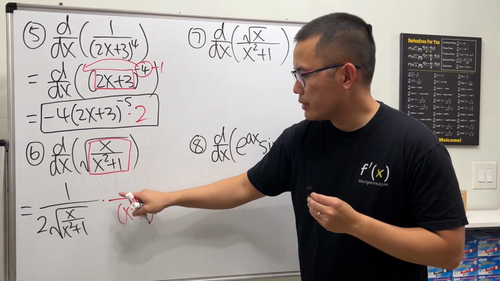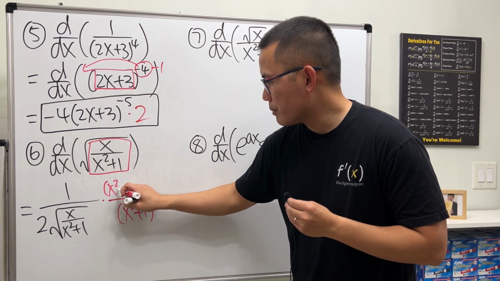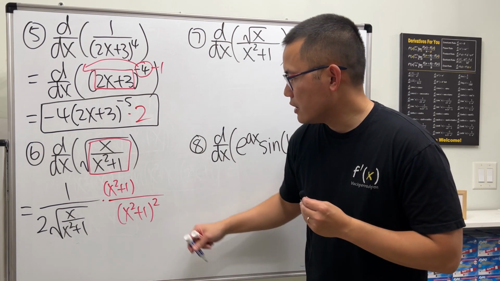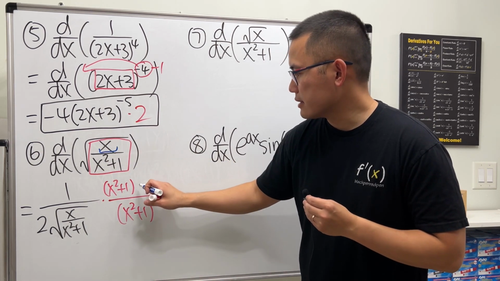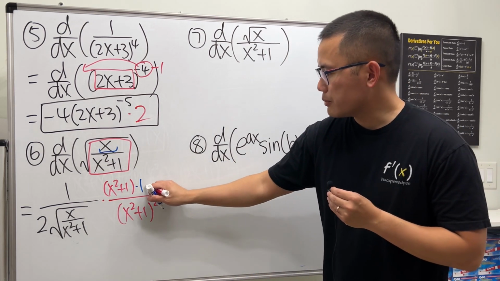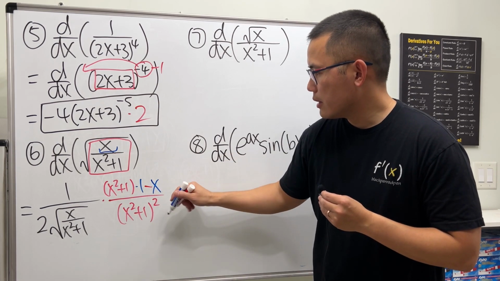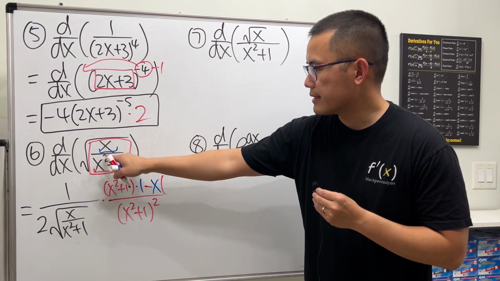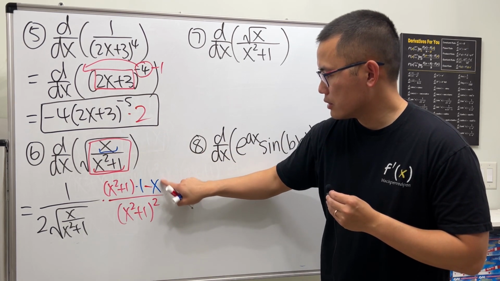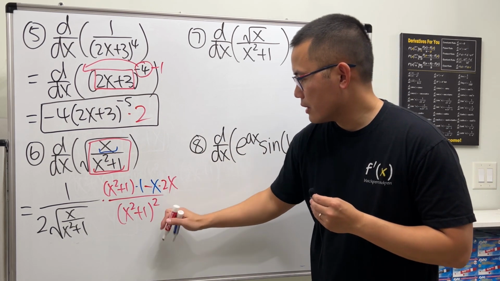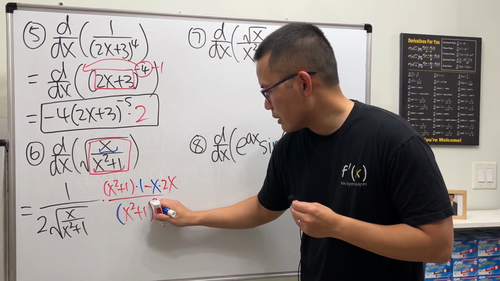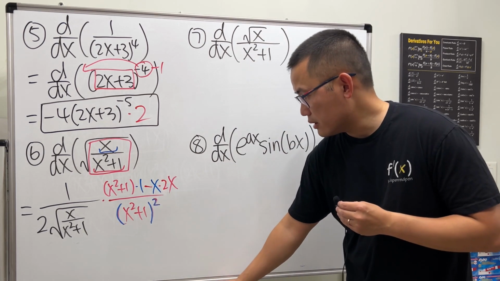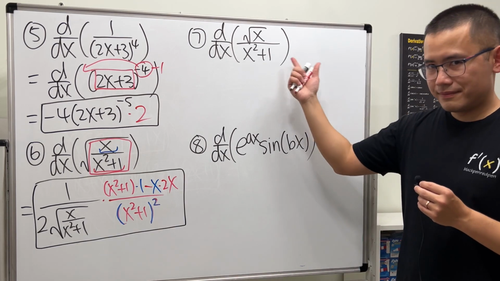And then I'm going to put down the bottom function here, x squared plus 1. And we are going to multiply by the derivative of the top. Derivative of x is just 1. And then we subtract the top function times the derivative of the bottom. Derivative of x squared plus 1 is just 2x. So you need to multiply by 2x. So remember, we have to square the bottom here and then do the quotient rule, and that's it. Number 7.